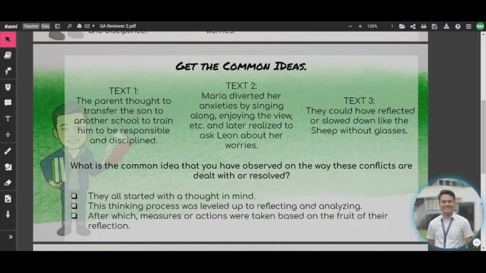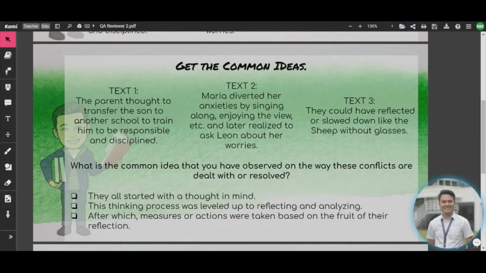And in text number 3, the sheep without the sunglasses was able to reflect and decide on the real color of the pasture by not letting the sunglasses block his sight or his perception of the color of the pasture. And eventually that spared him from the killing, from the war that went on because the other sheep were consumed by their arguments, by the issue of who is telling the true color of the pasture.